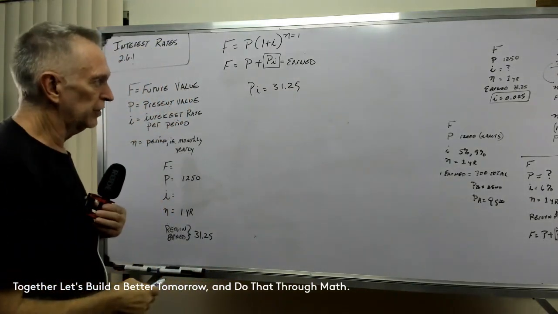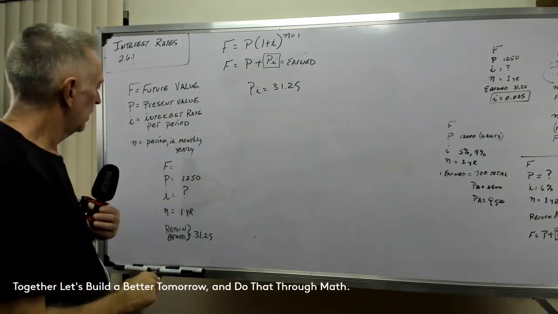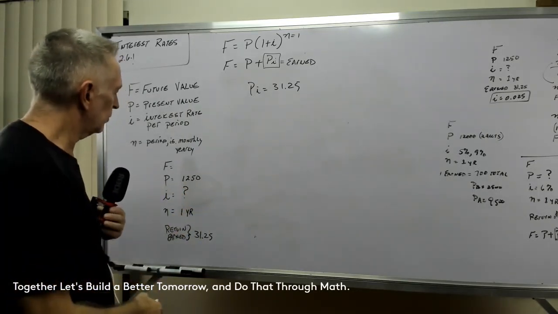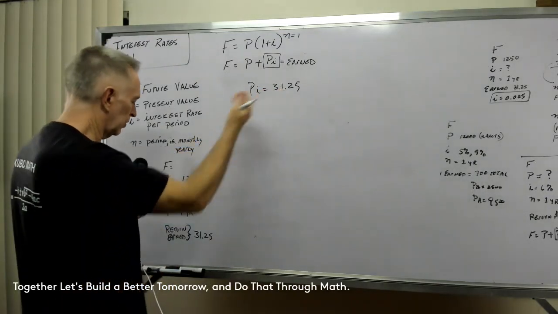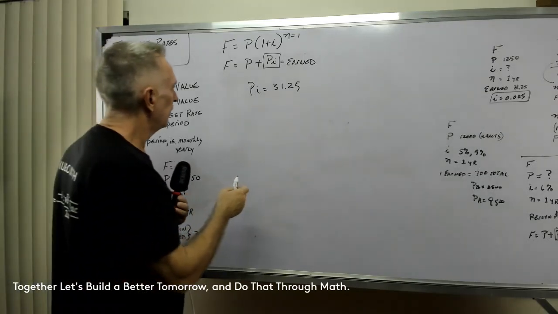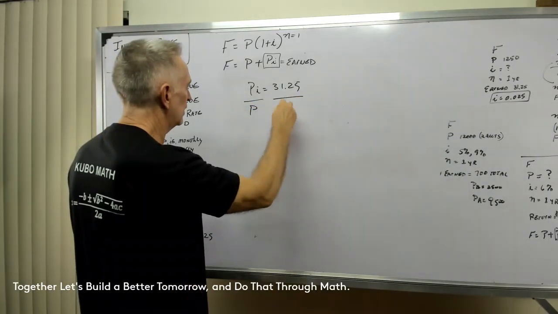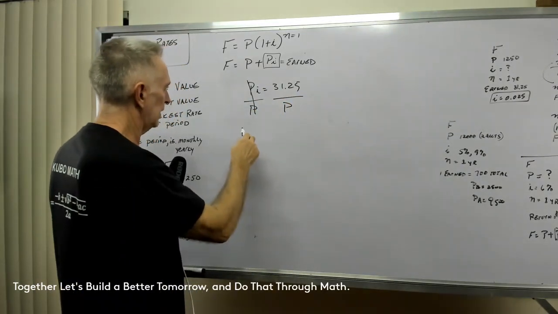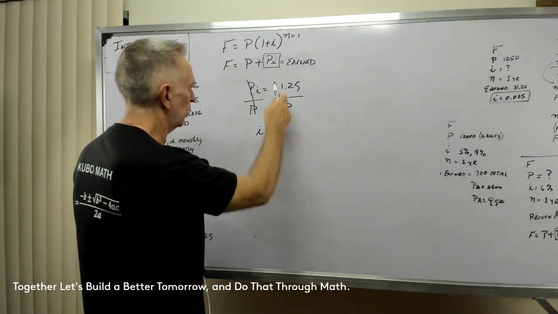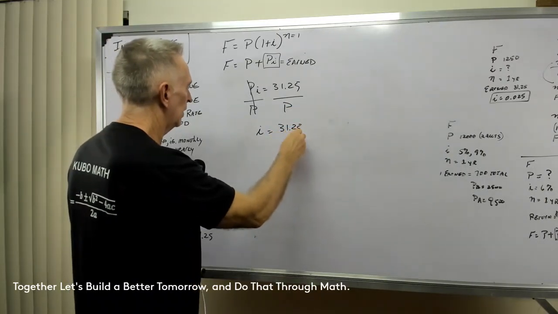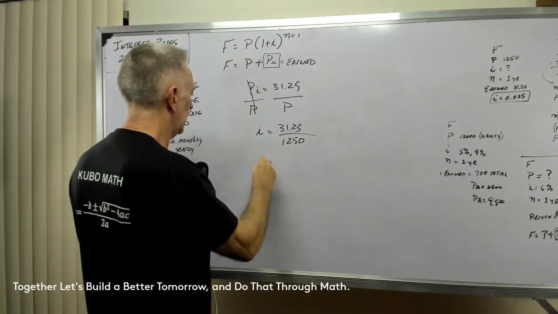Now what they're asking us here is what was the interest rate of this deal that this person worked out. They put $1,250 and invested it for 1 year. They earned $31.25. Well, since I know P was $1,250, I can divide both sides by P. P divided by P cancels, or is 1. 1 times i is i, and that equals $31.25 over $1,250.